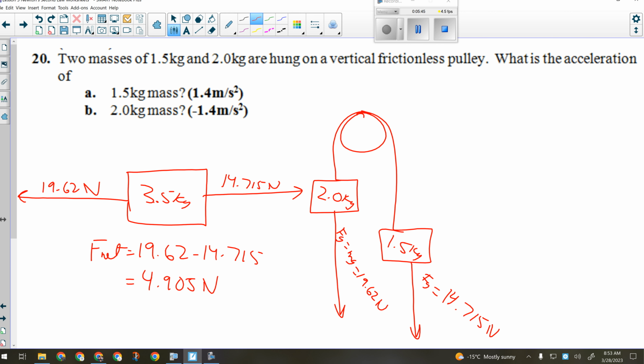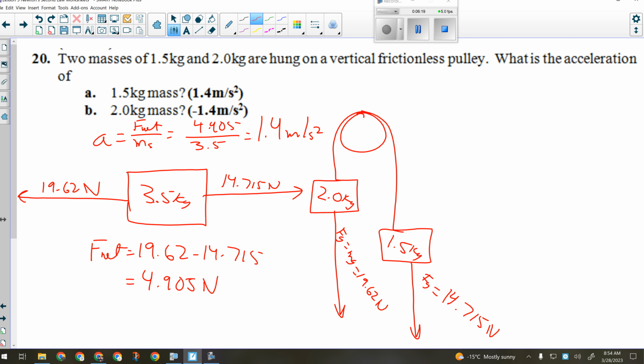Do I actually calculate the acceleration of the two masses, or the acceleration of the system? The system, right. So I'm going to calculate the acceleration of the system by taking that F net and dividing by the mass of the system. So that'll be 4.905 divided by 3.5 kilograms, which is going to give me 1.4 meters per second squared, and then I can look at the situation and apply vectors to do A and B.